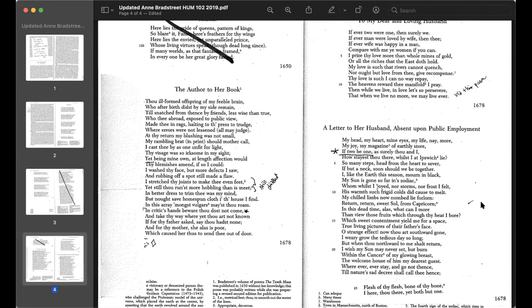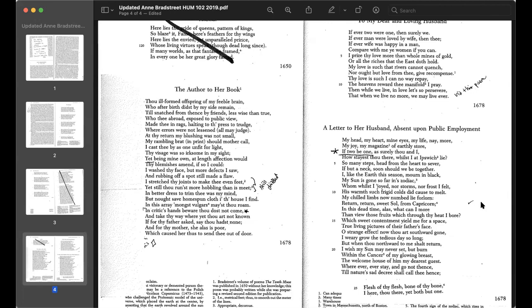Oh, strange effect, now thou art southward gone. I weary grow the tedious day so long. But when thou northward to me shalt return, I wish my sun may never set, but burn within the cancer of my glowing breast, the welcome house of him, my dearest guest, where ever stay and go not thence, till nature's sad decree shall call thee hence. Flesh of thy flesh, bone of thy bone, I here, thou there, yet both but one.